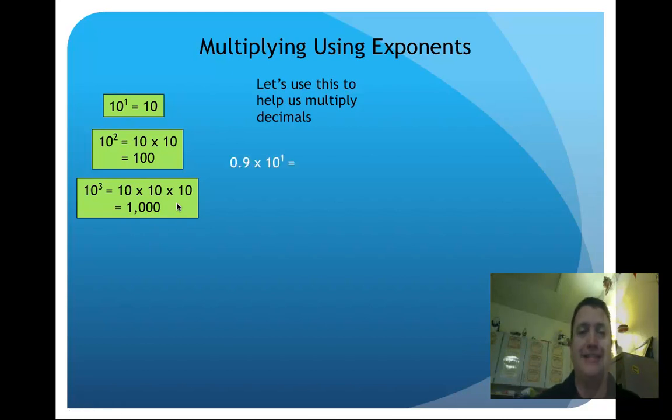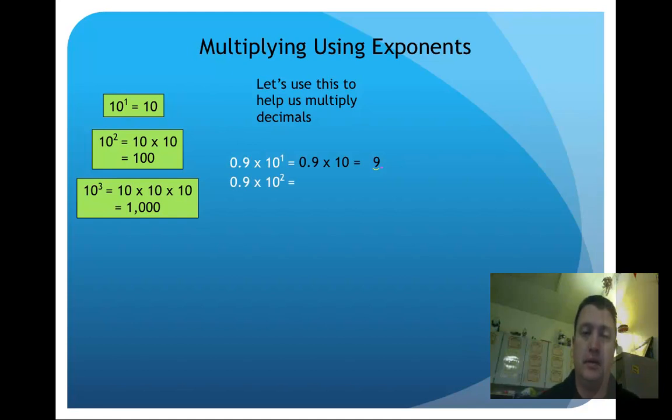So when we take a look at 9/10 times 10 to the first power, that's the same as saying 9/10 times 10. So we're going to look at our decimal point here. We're going to shift that decimal place one spot to the right. So 9/10 times 10 to the first power ends up being 9.